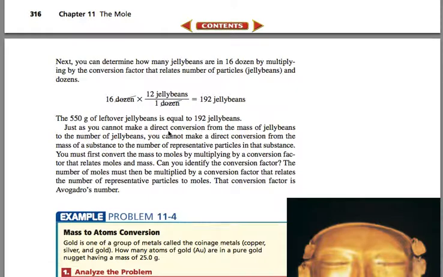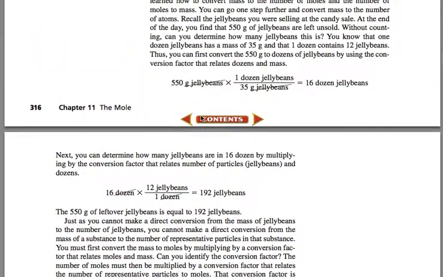Just as you cannot make a direct conversion from the mass of jelly beans to the number of jelly beans, right? We cannot go from 550 grams of jelly beans times 12 jelly beans per dozen, because we're missing the dozens per gram, we're missing the grams piece, right? We need to cancel grams. So we have to do both steps.